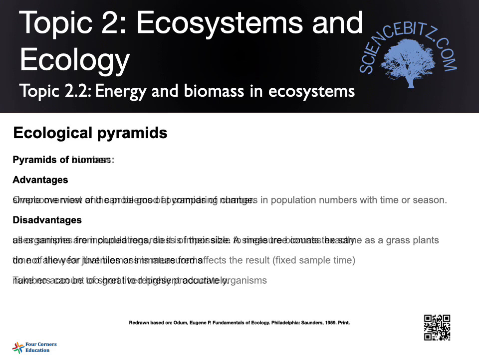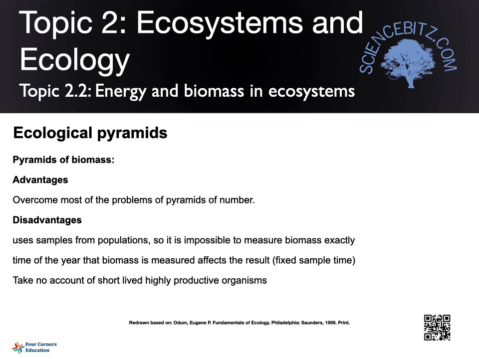So what about biomass? Well, biomass overcomes most of the problems that pyramids of number have, but they use samples of populations. So it's impossible to measure biomass exactly. Some of the problems in that is that for some species, we actually don't have real measures of biomass. We have to estimate this based on comparison. So for instance, we compare a water buffalo with the biomass of a cow. We can actually do measurements of biomass quite easily on beef, but we wouldn't want to do measurements of biomass on water buffalo in say the Serengeti in Africa.